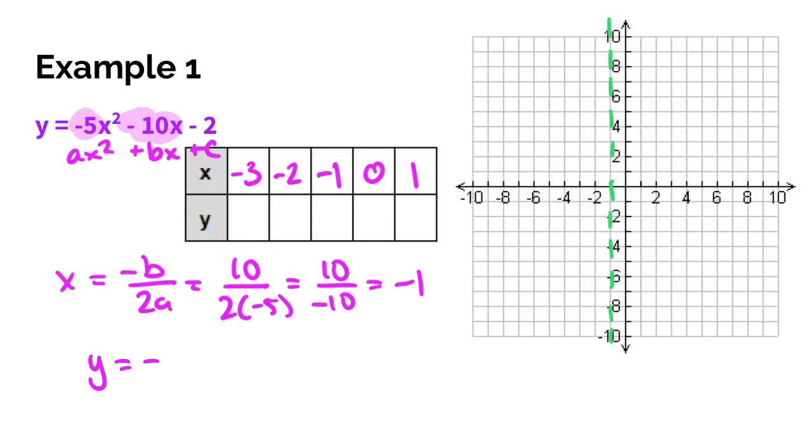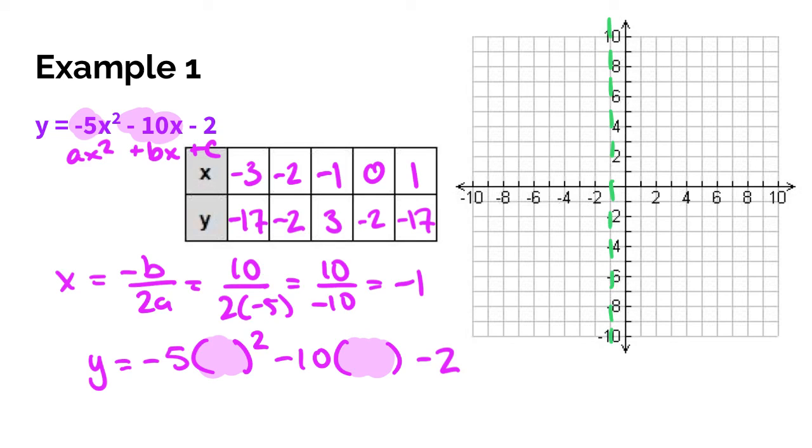So I have y equals negative 5, and then I have the x squared, so I'm plugging in that input first into there. And then I have minus 10x. So again, I'm going to plug my input into the second location as well. And then finally, minus 2. So I'm going to plug all of my inputs into both spots each time to get my outputs. And the outputs I would get would be negative 17, negative 2, 3, negative 2, and negative 17.